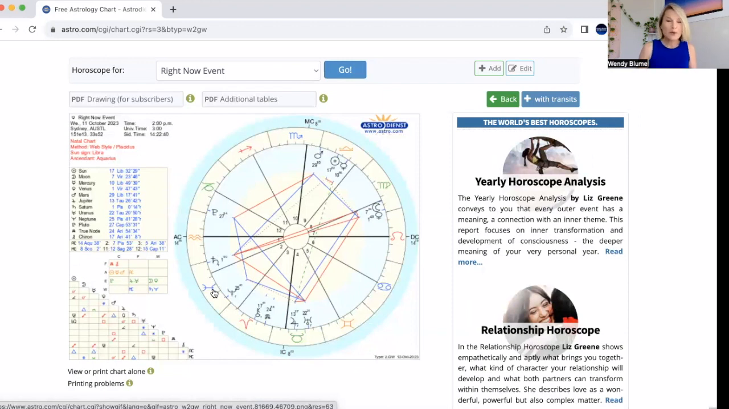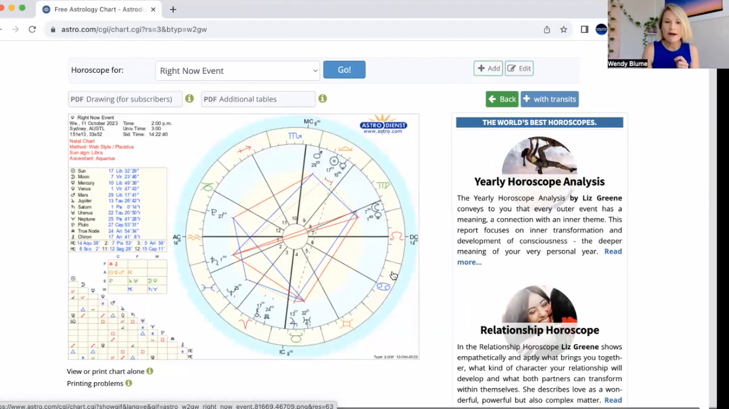Now, why this is important is the houses show us how things manifest in our life. For instance, this person is going to be having the eclipse. Well, let's find that first. So the eclipse this weekend is going to be happening in Libra. So we look around the outside of the circle until we find the symbol for Libra, and that's it up here.